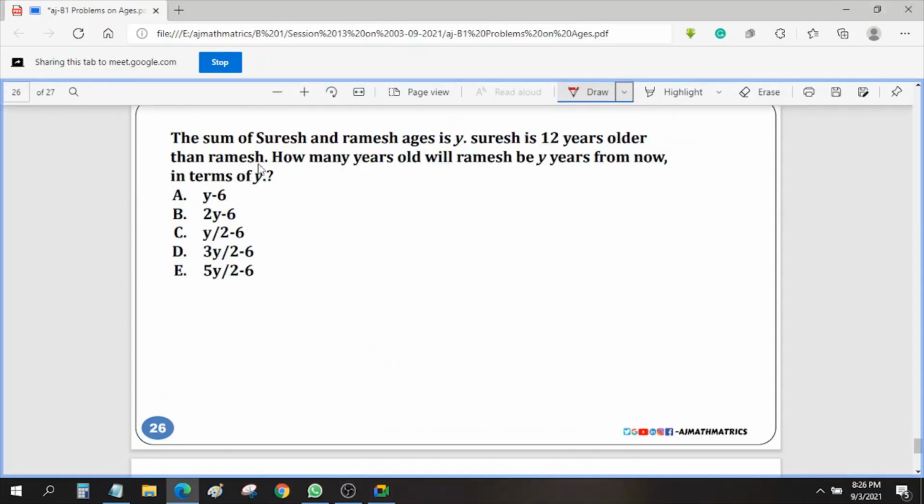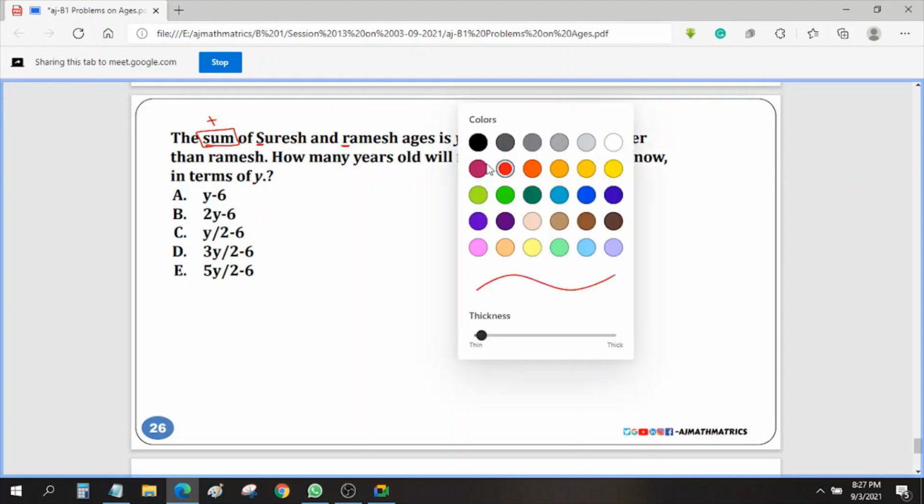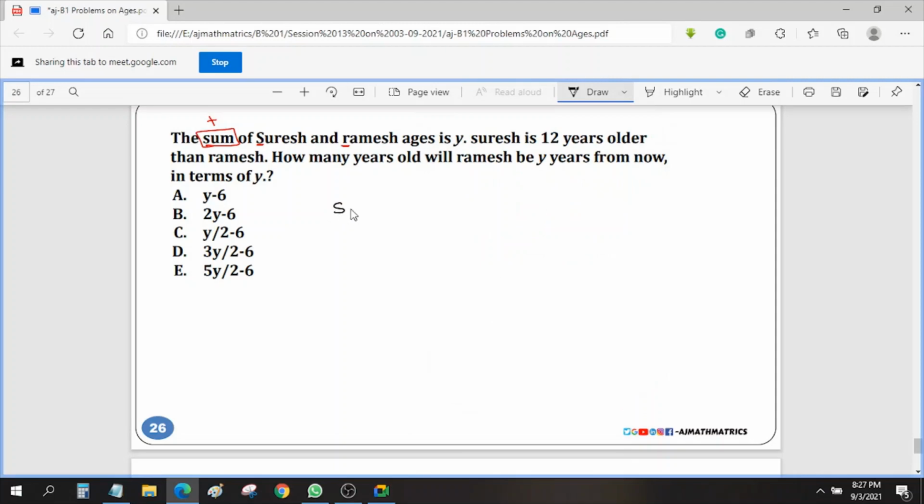Okay, now I'll solve this. The sum of Suresh and Ramesh's age is y. So sum means what? Plus. Suresh's age I am taking as S, Ramesh's age I am taking as R. So S plus R equal to Y. So Suresh and Ramesh's age sum is Y. This is the first equation.